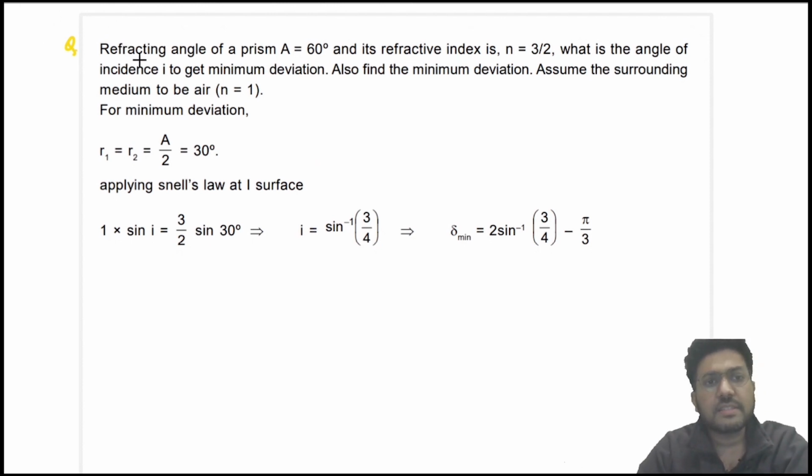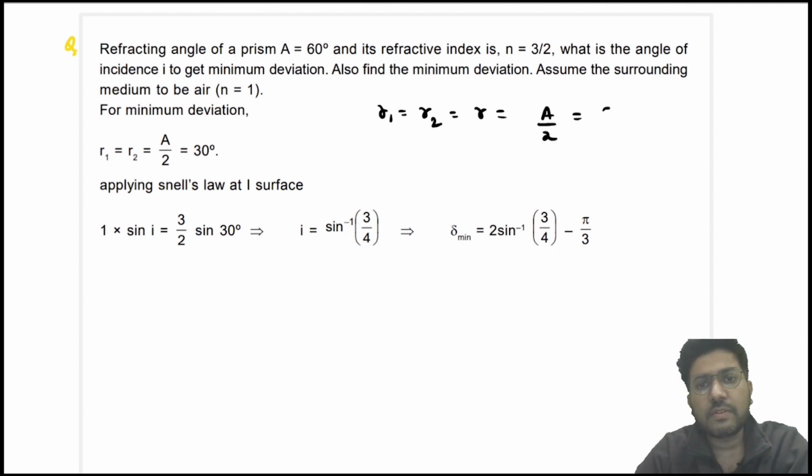First question is, the refracting angle, that is the angle of prism, is 60 degree and its refractive index is mu equal to 3 by 2. Then what is the angle of incidence to get minimum deviation? Also find the minimum deviation assuming surrounding medium to be air. So you know that in the condition of minimum deviation, R1 is equal to R2 is equal to R is equal to A by 2.